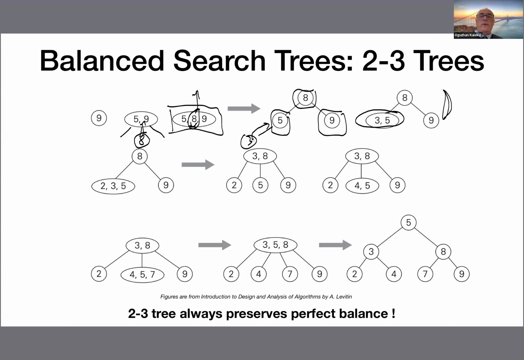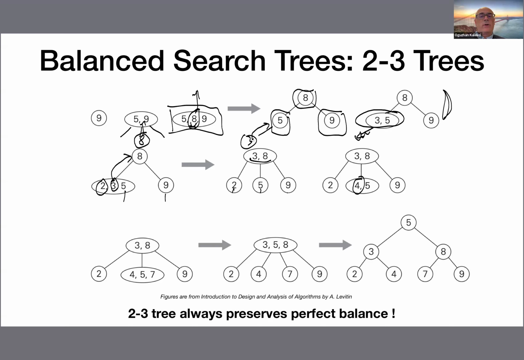And what else? Now we insert 2. If I would like to insert 2, it should go to the left. So this cannot happen, so I will promote it to its parent. That violates the 3 node. I can have only two keys here, so I will promote the middle one to the parent. The parent, luckily, was just a 2 node, so I will just make it a 3 node. Now, 3 and 8 is here. So 2, 5, and 9 are its children.